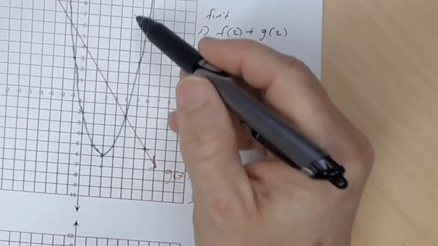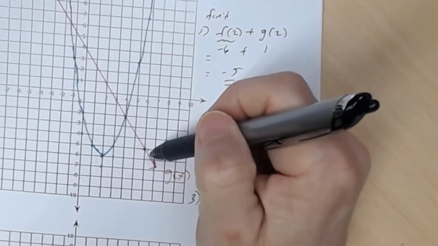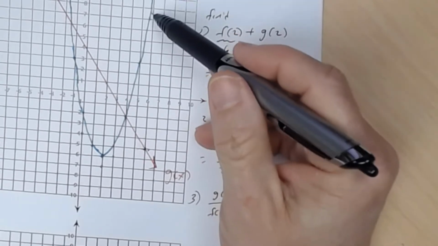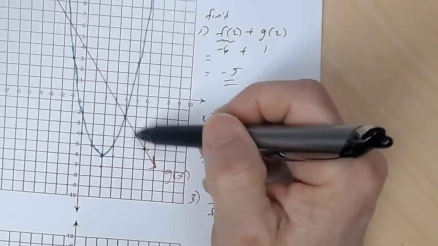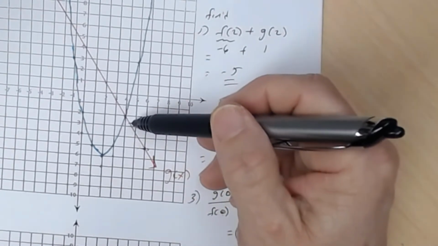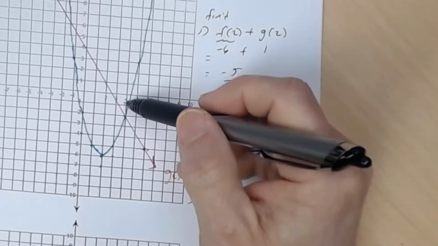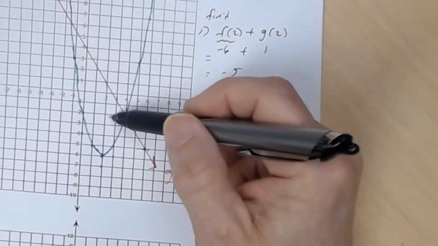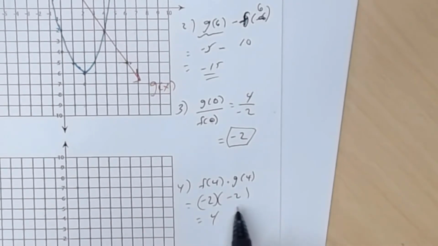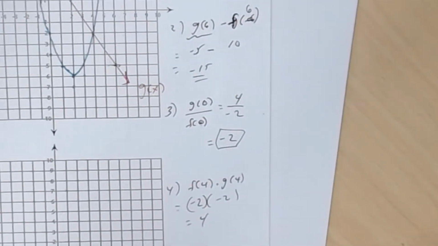Times g of 4. Well, I want you to notice that the graphs of f of x and g of x intersect when x is 4. See right here? So the y value should be the same. So when x is 4, my y value is negative 2. And so the product is positive 4. Product right here, positive 4. Okay?